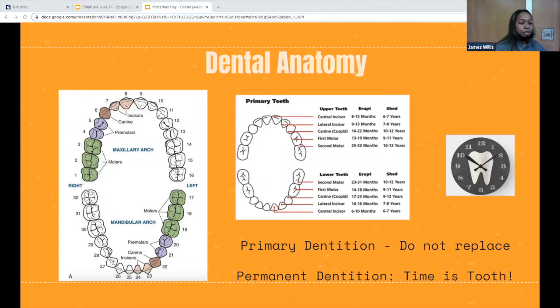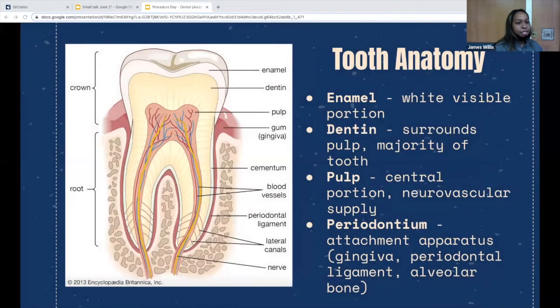Permanent tooth avulsion, on the other hand, should be reimplanted, and this is where time is tooth, and I'll touch on that later, but that should be reimplanted in a timely manner. Just a little bit about tooth anatomy, because this will matter for assessing fractures.